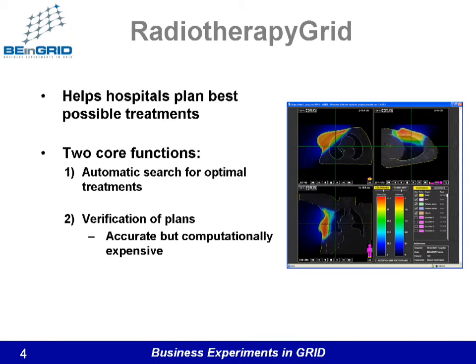The Radiotherapy Grid service is designed to help hospitals plan the best possible treatments for patients within a short period of time. Radiotherapy Grid contains two main tools. The first searches for optimal treatment plans. The second tool verifies treatment plans using an accurate but computationally expensive technique.